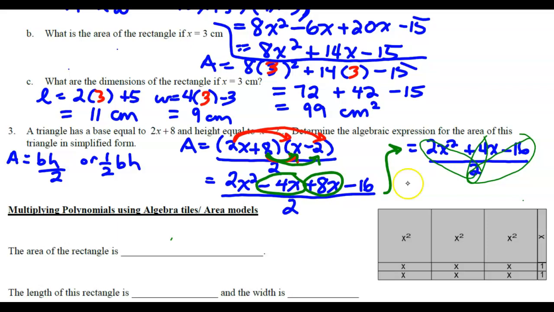But this now will be x squared, or 1x squared, plus 2x minus 8. 2 divided by 2 is 1. 4 divided by 2 is 2. Negative 16 divided by 2 is negative 8. So that's the area of the triangle in simplified form.